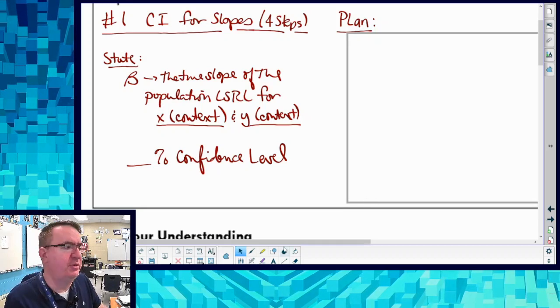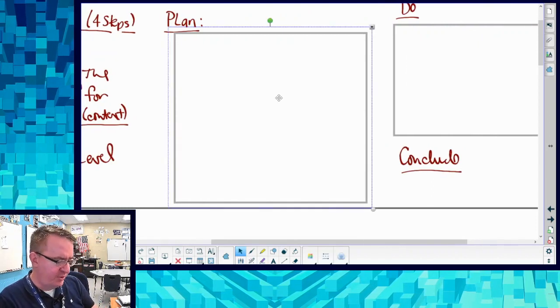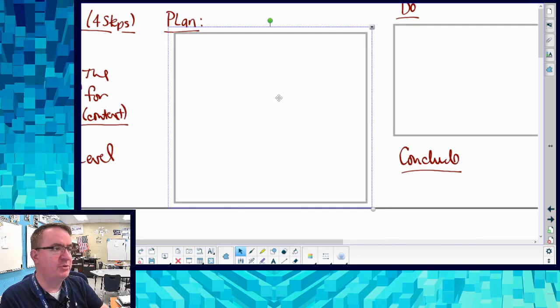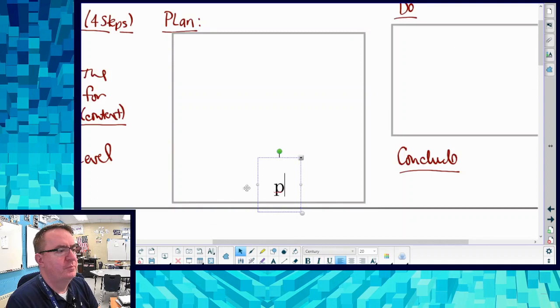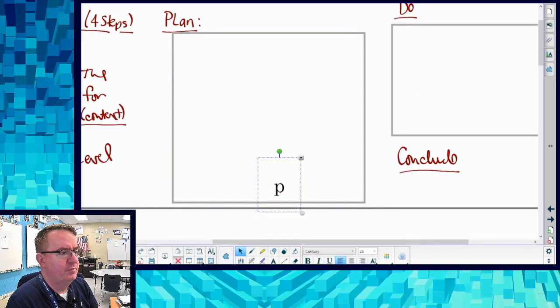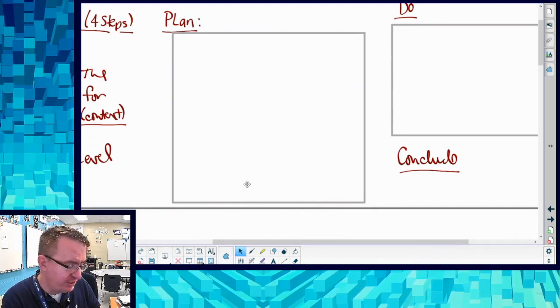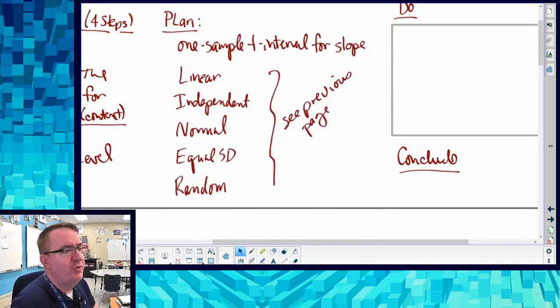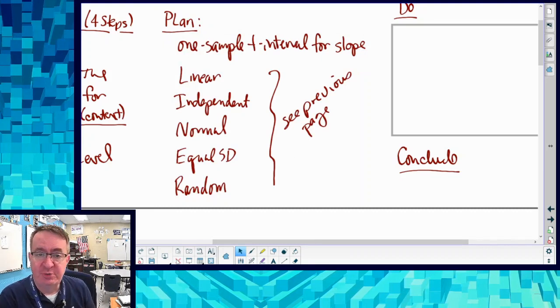Okay, not terribly surprising. For the plan, you're going to go through that linear setup, and that is going to be very similar to what you saw. So for the plan part, it's going to go through the section that we saw before. And so that is going to be a 1 sample t-interval for slope, pardon me.